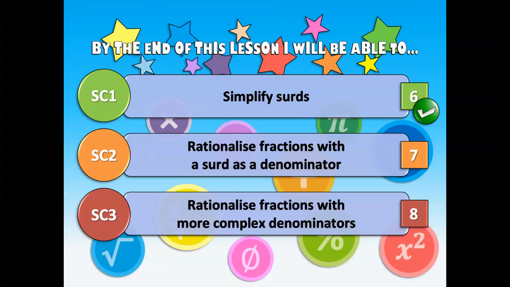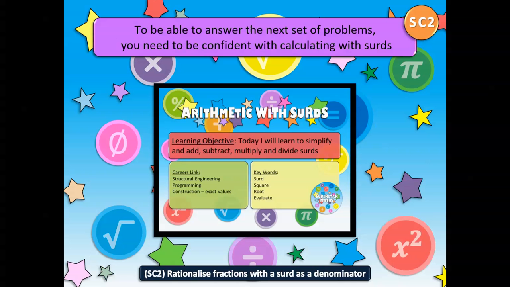And now we've completed success criteria 1. So now we're going to move on to number 2, and this is to rationalize fractions with a surd as a denominator. To be able to answer the next set of problems, you need to be confident with calculating with surds. If you're not confident with calculating with surds, have a look at our video on arithmetic with surds.